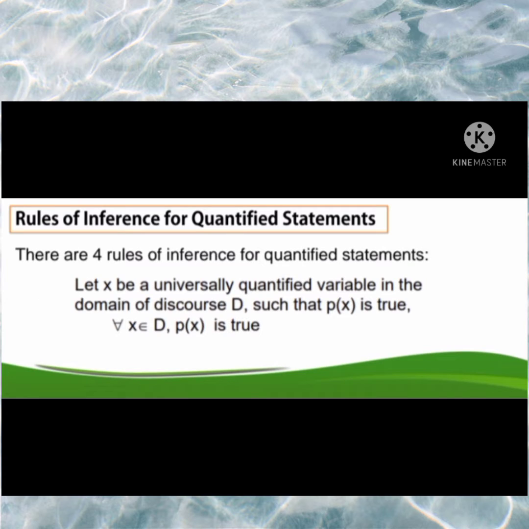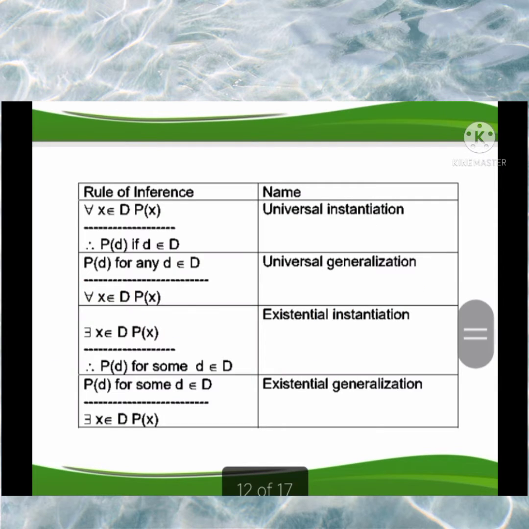Rules of inference and quantified statements. There are 4 rules of inference for quantified statements. Let x be a universally quantified variable in the domain of discourse D, such that P(x) is true. For all x in D, P(x) is true. These are the 4 rules for quantified statements.